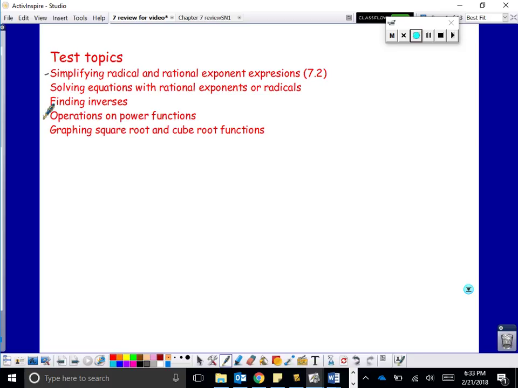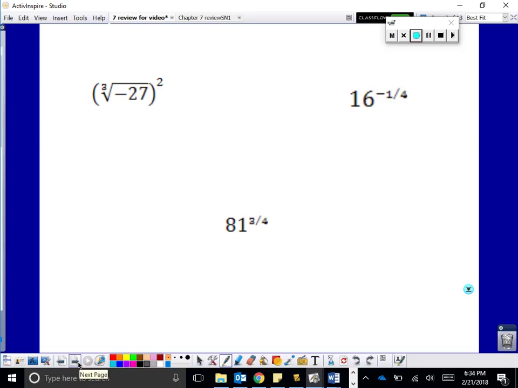We're going to be solving equations. We're going to be finding inverses. We're going to be doing operations on power functions. A big one with that is composition. That was the new one. You're also going to be asked to graph square root and cube root functions. So, this is a little lengthy, so let's get rolling right away.